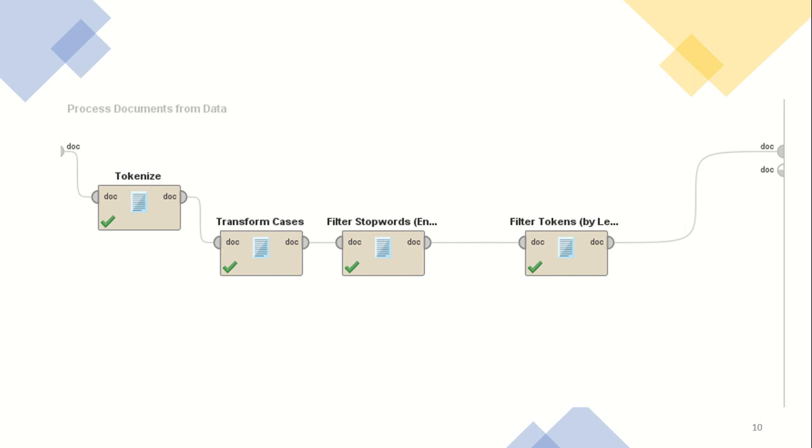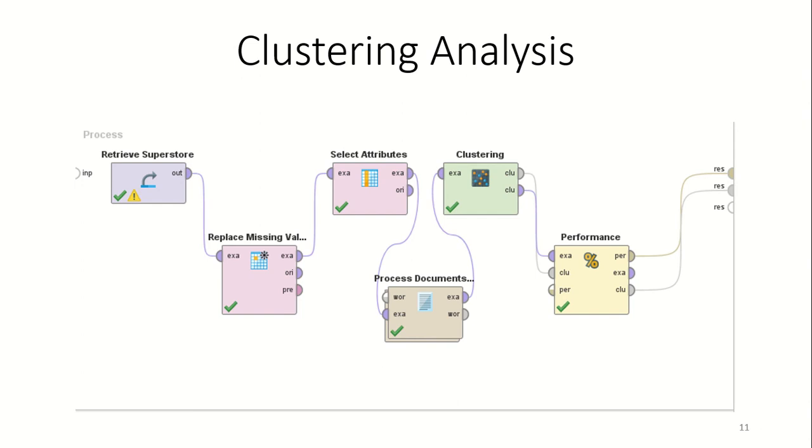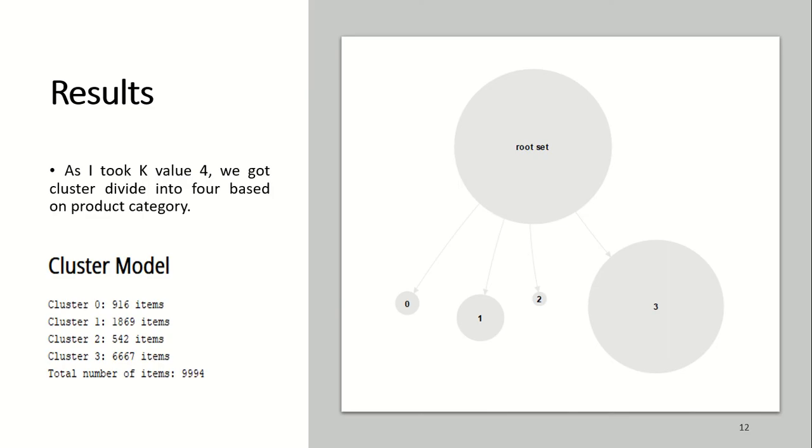So in process documents, from the data we have done tokenize, transform cases, filter stop words by English, and filter tokens by length. So this is the cluster analysis, where we have to retrieve the superstore data and replace missing values and select the attributes as I said before. And the process documents and the clustering analysis is done with a k value of 4, and the performance is done and connected to output. So these are the results.